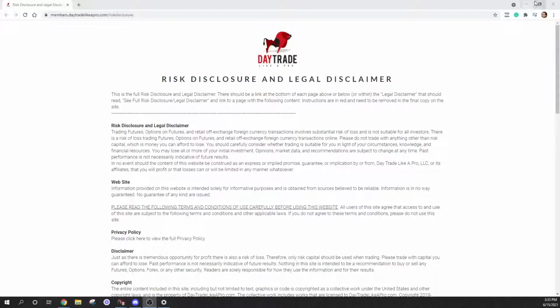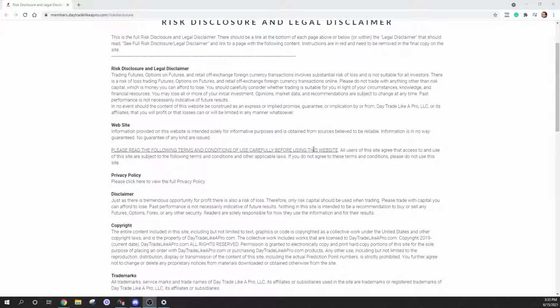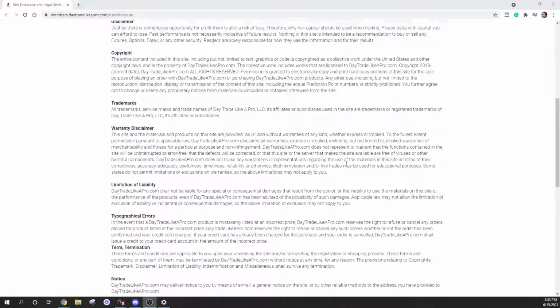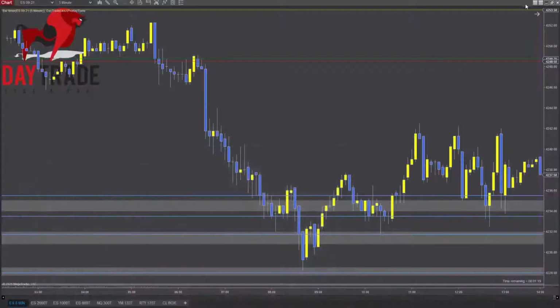We're going to look at the S&P 500. Just make sure you see the risk disclosure here, and it really is important that you understand the risks that are involved in trading futures.